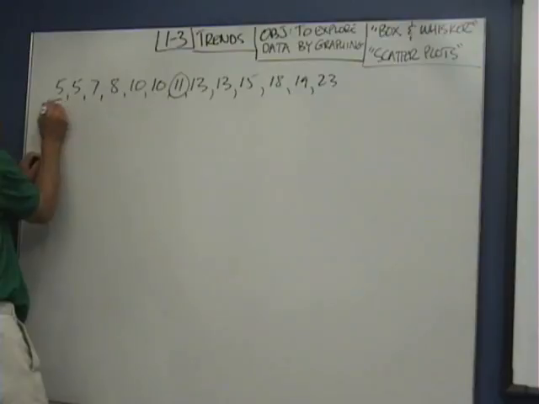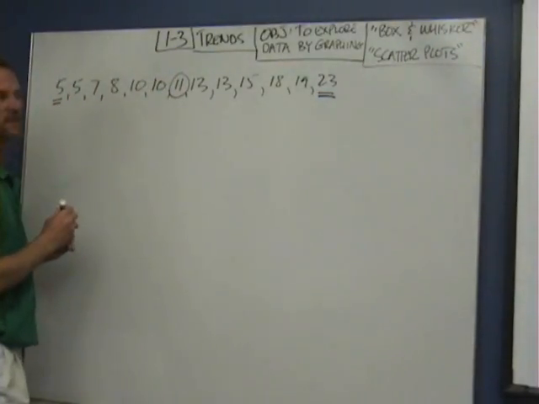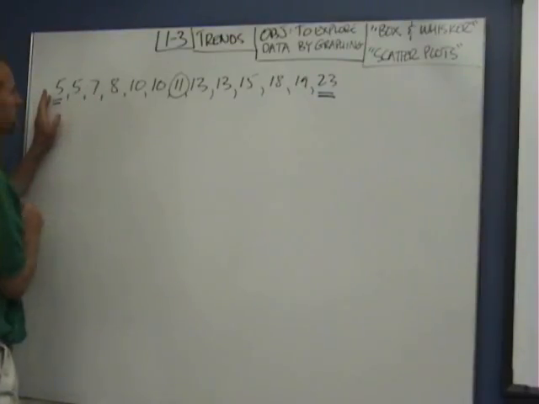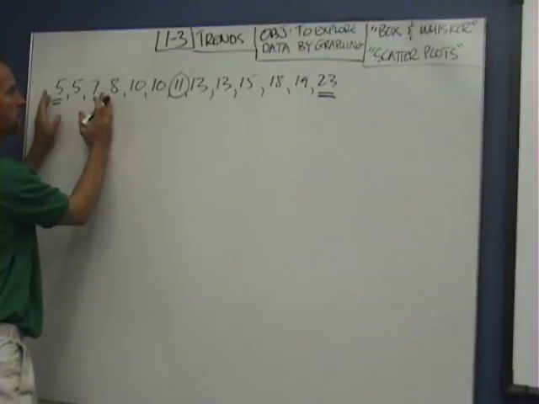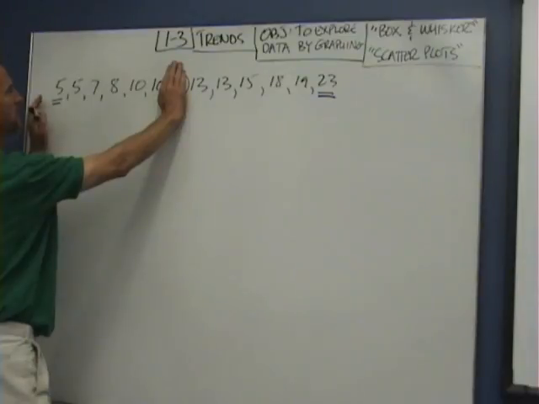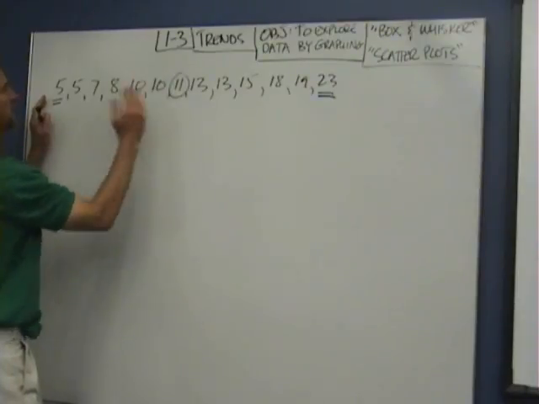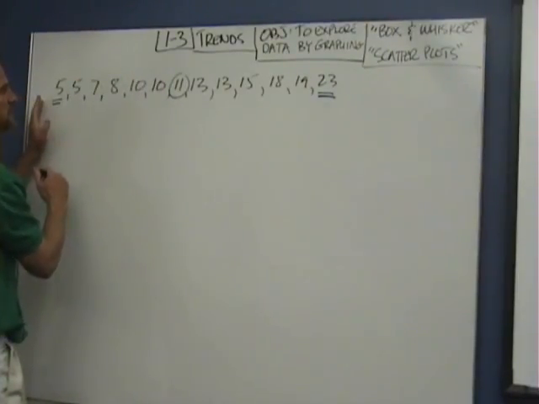My lower extremity is 5. My upper extremity is 23, and I now need to find where the quartiles are. That's the quarter dividers. Well, they're also medians. I leave this one off if it's an odd number of data points. If it's an even number of data points, then I just divide that half into and find its median value.